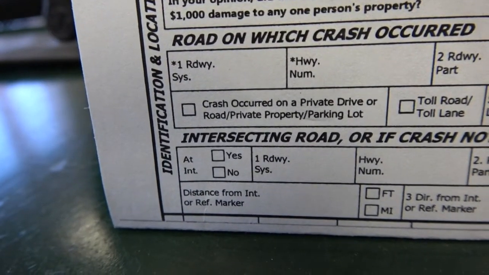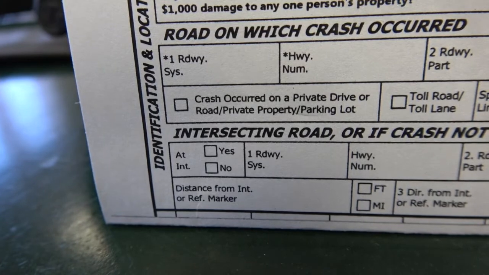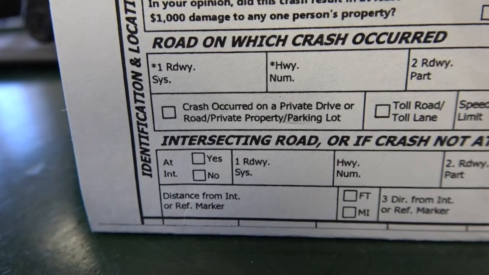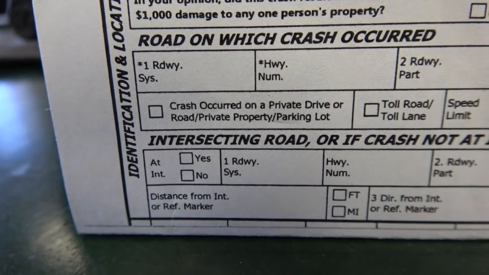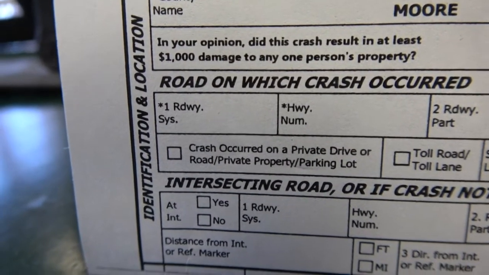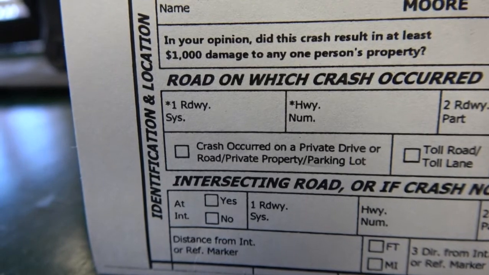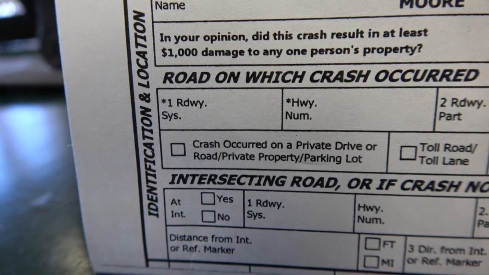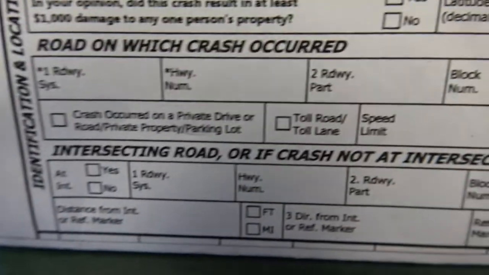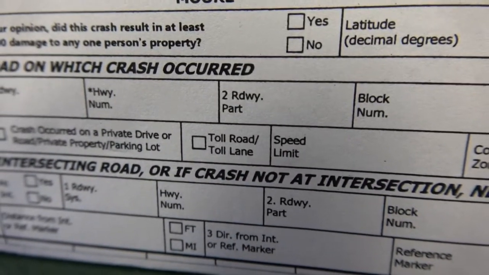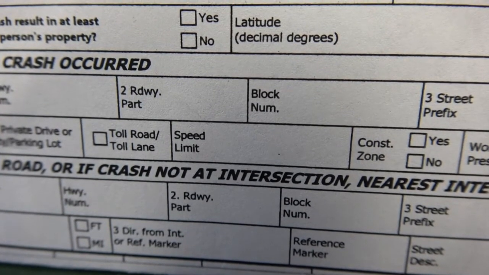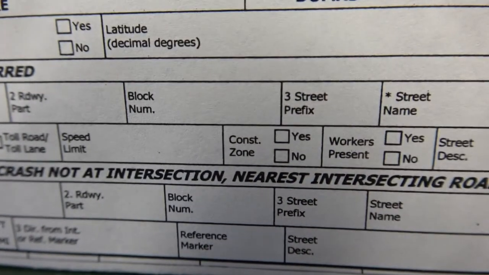Crash occurred on a private drive or road, private property, or parking lot. Okay, if it happens in a private parking lot, on your roadway system, you don't have to put U.S. highway if it happened on Dumas Avenue. You don't have to put farm to market if it happened on West 14th. You can put the local road for your roadway system. Highway number will be blank. Roadway part will be main lane. Block number will be the exact address of the parking lot. And then your street prefix is self-explanatory, as well as suffix and street name.